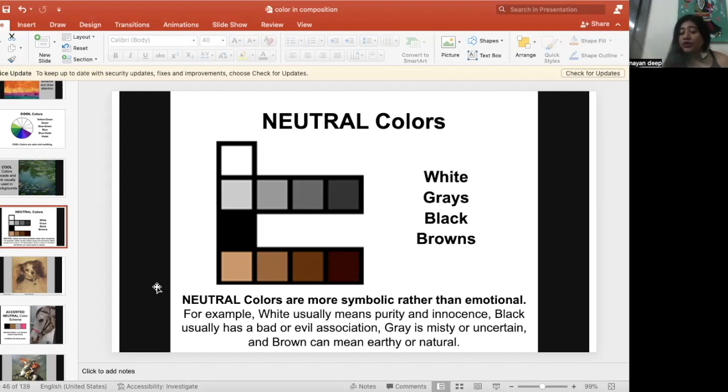Gray is misty or uncertain. Yes, uncertain, like I told you, with neutral colors there is no certainty of being in a good mood or a bad mood, a heated mind or a calm mind. Same goes for brown. Brown is very earthy or natural, but it can also make you feel very lonely, like you're alone in the land. And brown can also make you feel in the warm arms of a mother, because it has a relation with earth.